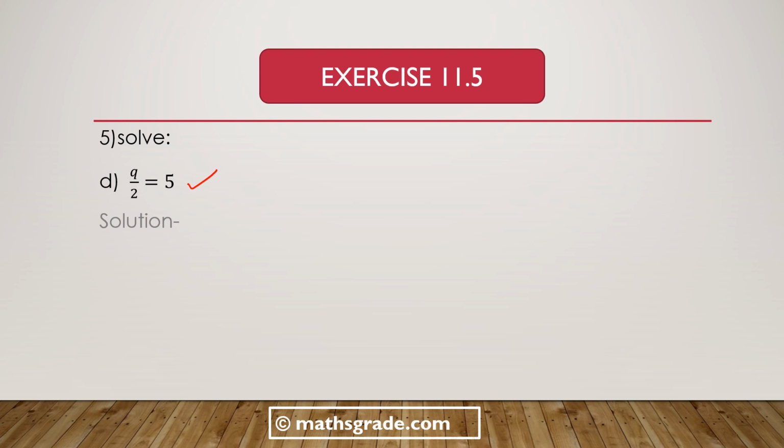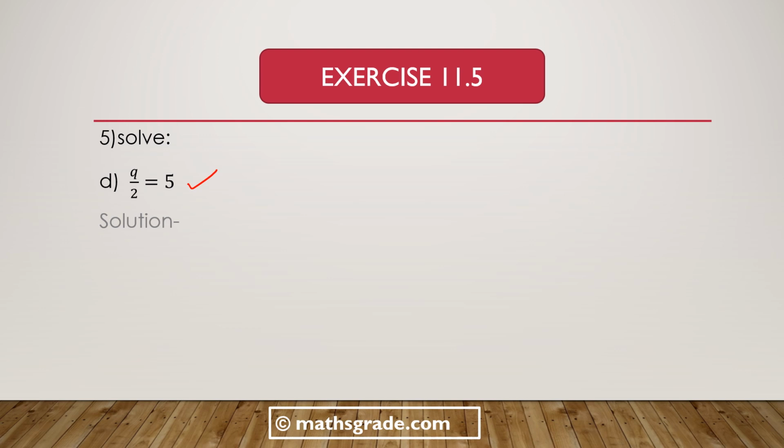Here q is divided by 2. We know multiplication is the reverse of division and division is the reverse of multiplication. Because 2 is dividing on the left hand side, q divided by 2, we have to multiply by 2 because multiplication is the reverse of division. So multiplying by 2 on the left hand side, we have to multiply by 2 on the right hand side also to balance the equation.